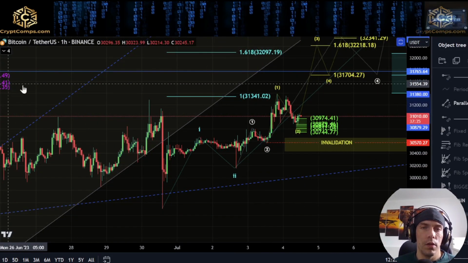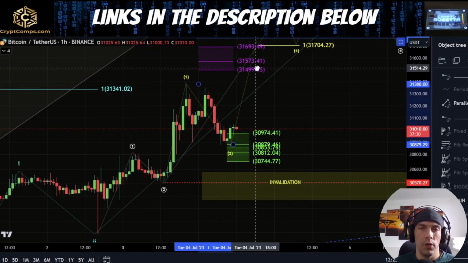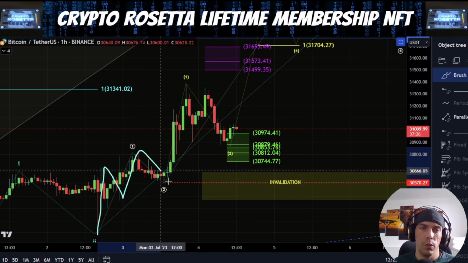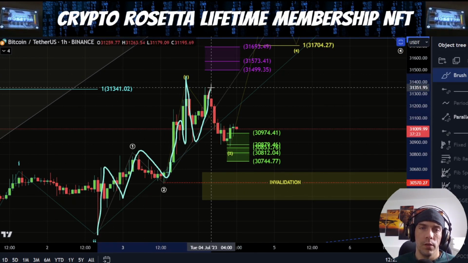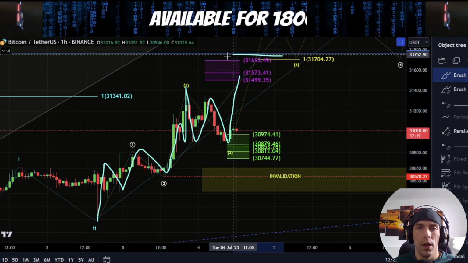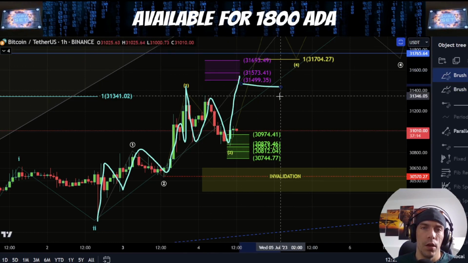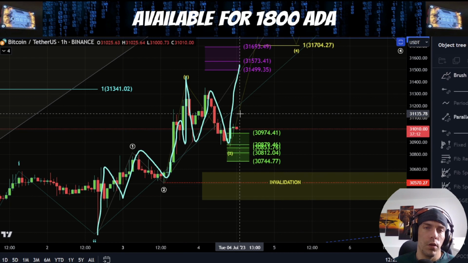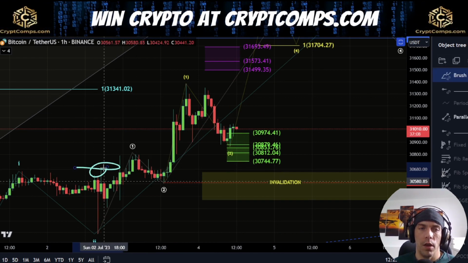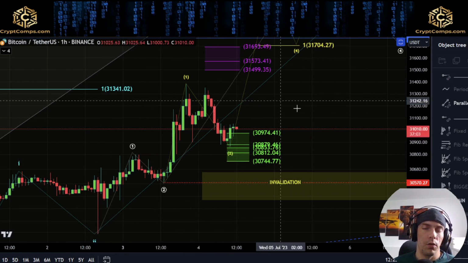The thing is, even within these internals here, what we need to be aware is there is also the possibility that you can count this in this way, where we say that this is 1, this is 2, this is 1, 2, 3, 4, 5, this is a wave 4 here, and we still see one more push to the upside, looking for this 31,693 to this 31,499. Now this would only be invalidated by taking this high over here, this 30,693. But it's not the primary way I'm counting this at the moment.